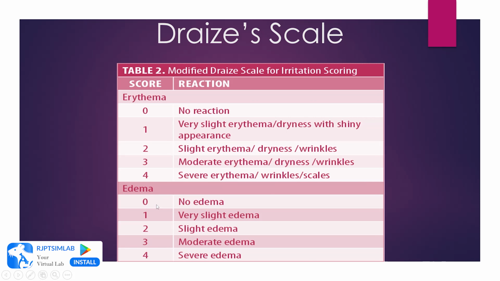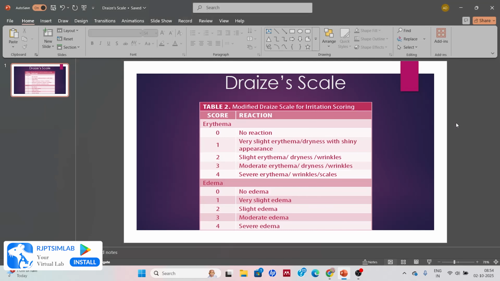Similarly for edema, the 0 score shows no edema. The score of 1 shows very slight edema. And similarly for 2, 3, 4: slight edema, moderate edema, and severe edema. So this is the Draize scale, and on the basis of this, we will observe our animal's skin reaction.